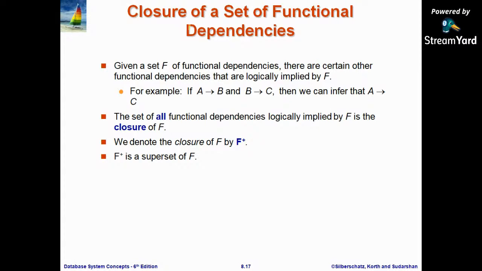The closure set is defined as all functional dependencies which are logically implied by F. The closure set is calculated as F plus. If F is a set of functional dependencies, you have to include all of F as well as the functional dependencies which are logically implied. The implied functional dependencies will make F plus. So F plus is always going to be a superset of F.